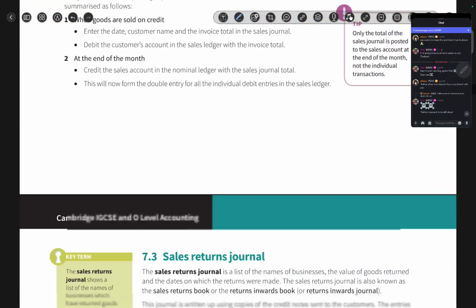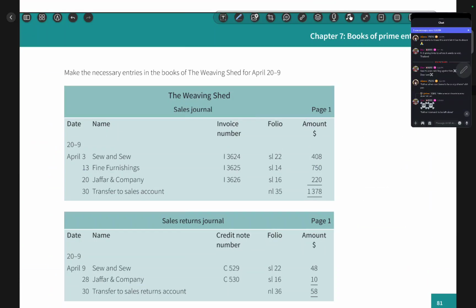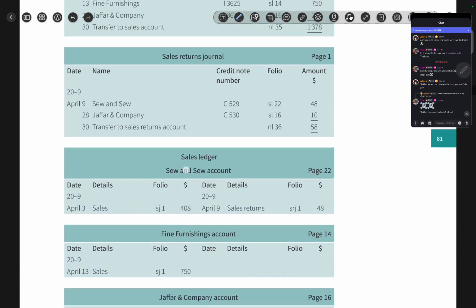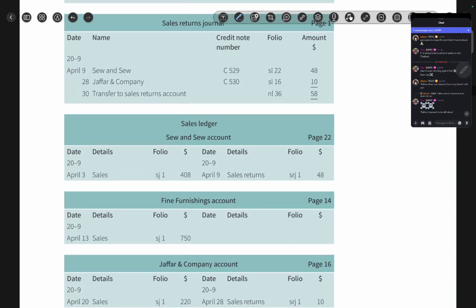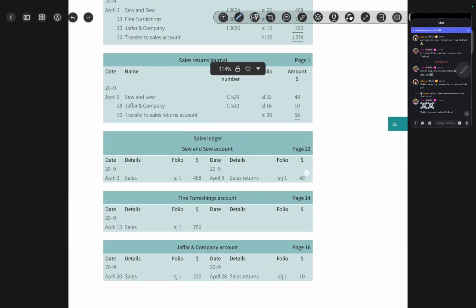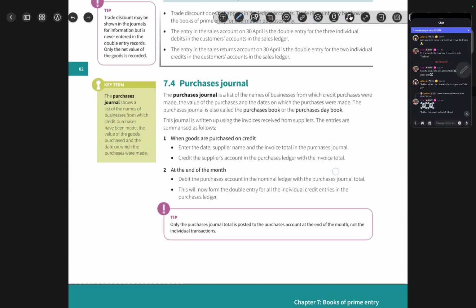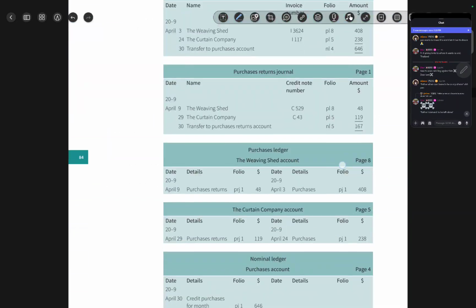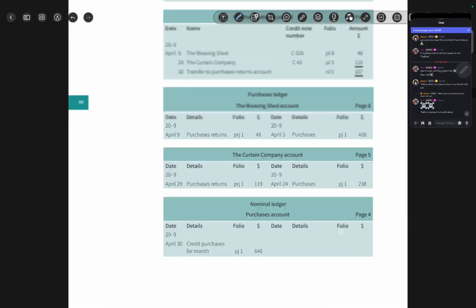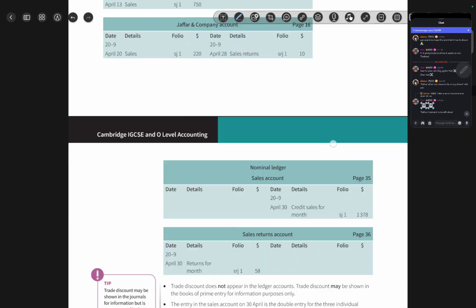Disappointing. Yeah, we were looking at the example, right? Okay, so you see that is 4 customers in a month. We can say that it's like 12 customers in a year. If you directly put that into the sales ledger, it will be very crowded. Look at the sales account. Where's the nominal ledger? Okay, here.